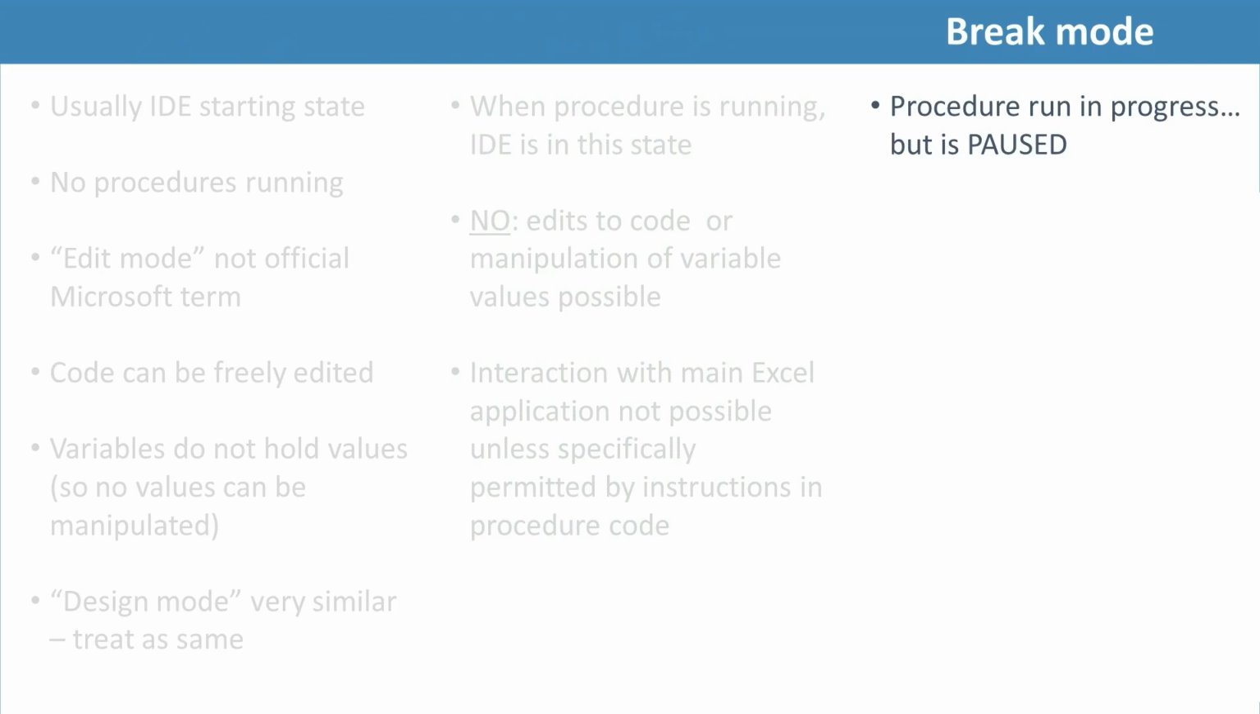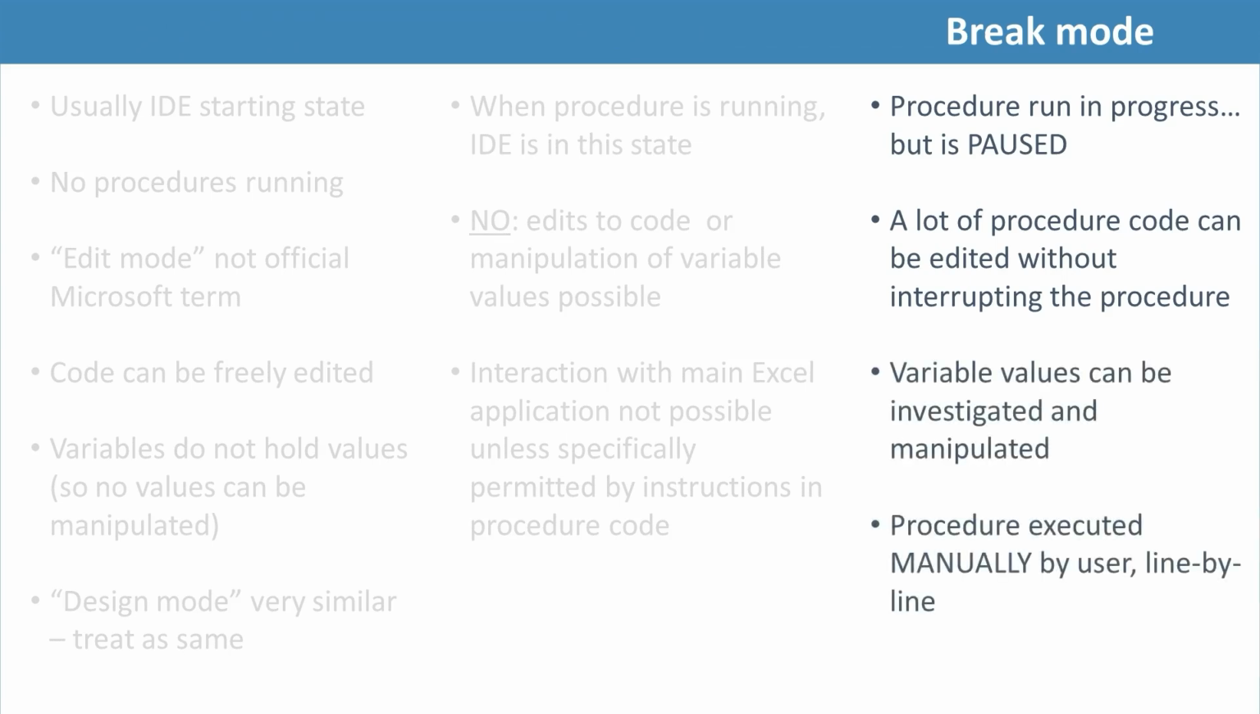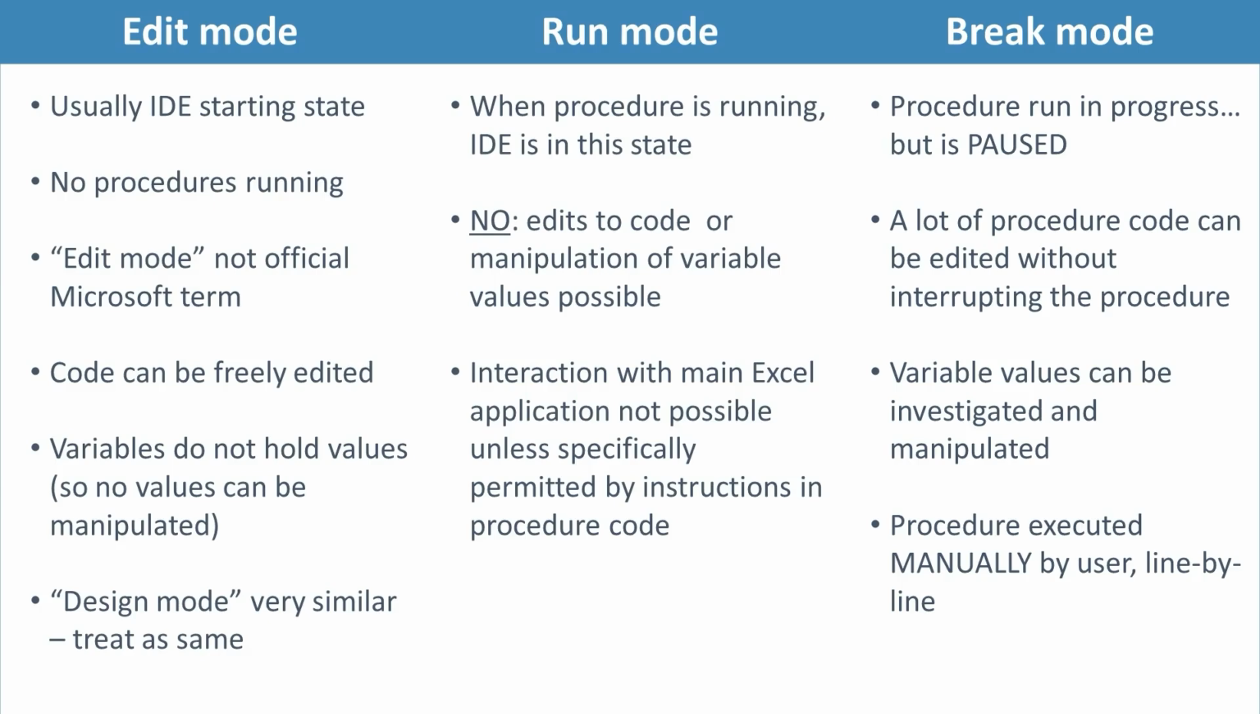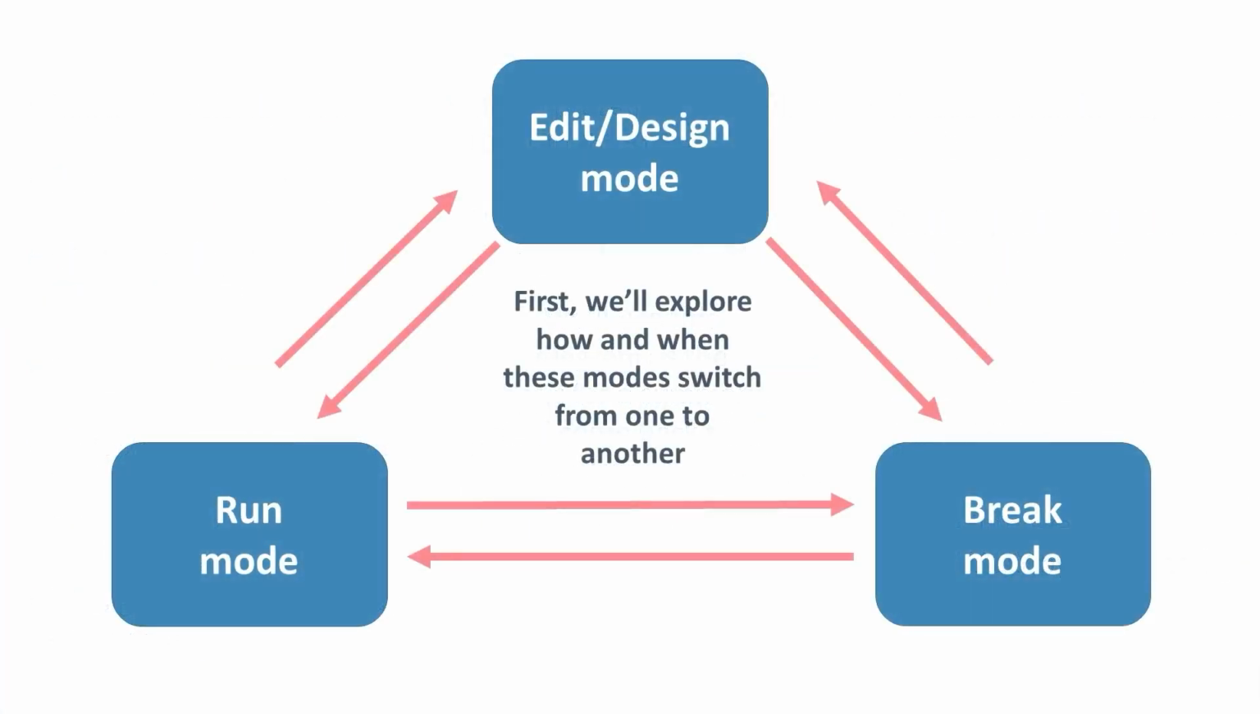In this mode, you can intervene and make certain changes to the code midway through the run without resetting the entire procedure, and you will be able to query and manipulate procedure-level variables being used by the active procedures. So let's summarize these three modes in a diagram, and now explore how we switch from one mode to another.